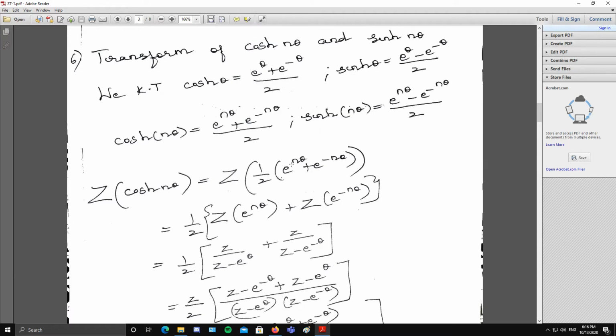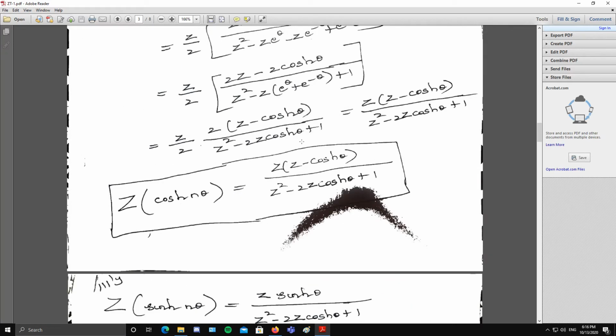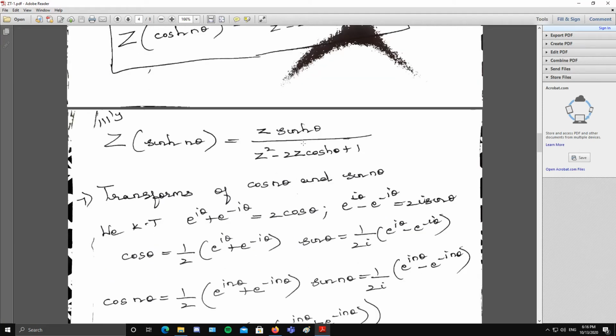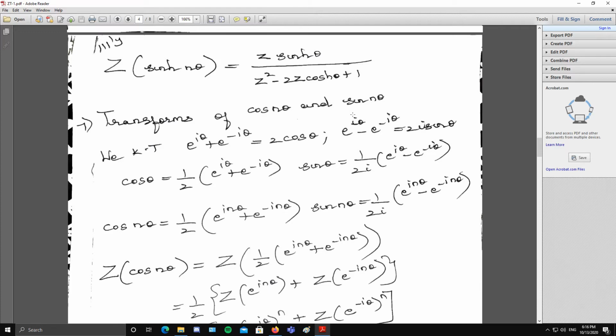In place of plus you have minus. So if you follow the same steps, the same process, you will get z sin h theta by z square minus 2z cos h theta plus 1. Next we will see the transform of cos n theta and sin n theta.